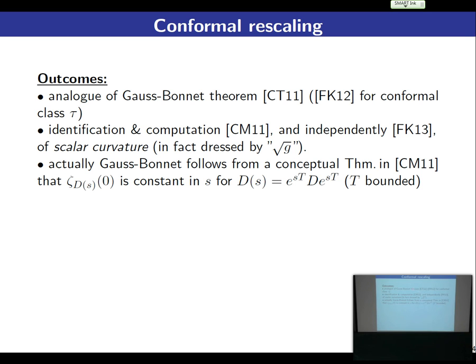And in the same paper of Connes-Moscovici, actually, the proof of the vanishing of the zero value of this corresponding zeta function was simplified and made more conceptual, because this value has to be constant on all families of the type where S is a parameter, okay, and for T a bounded self-adjoint operator. So in particular, for this conformally transformed Dirac operator.